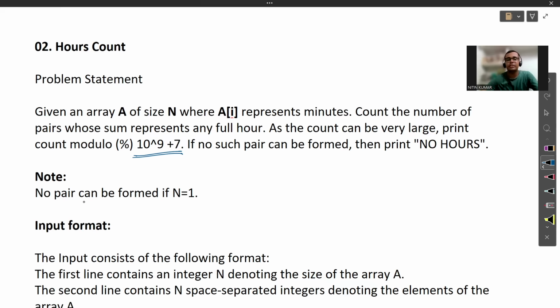Or it is also said to be 1000000007, I think it is the same. Okay, so this is the property, I would say.